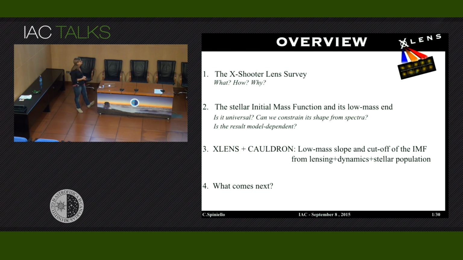That is again about the IMF, and it combines strong gravitational lensing with stellar population analysis and dynamics in order to put even more secure constraints on the IMF slope and, in general, to study the structure and eventual evolution of very massive galaxies. And then finally I'll spend some minutes on the future work I'm planning to do, and who knows, maybe here in Tenerife with the Marie Curie Fellowship.